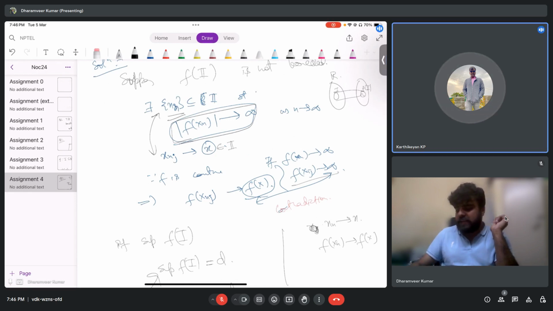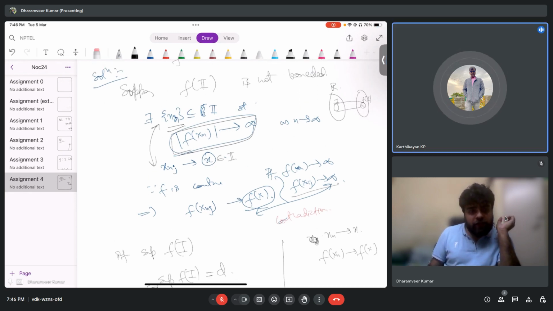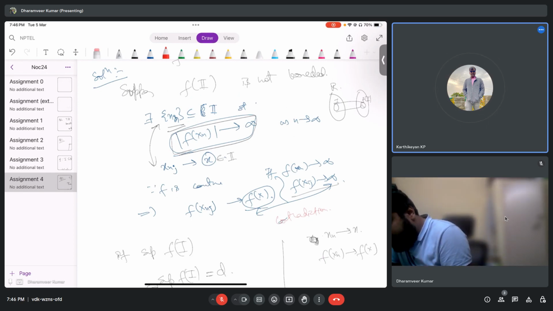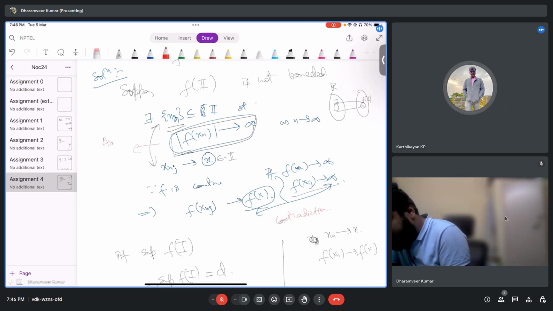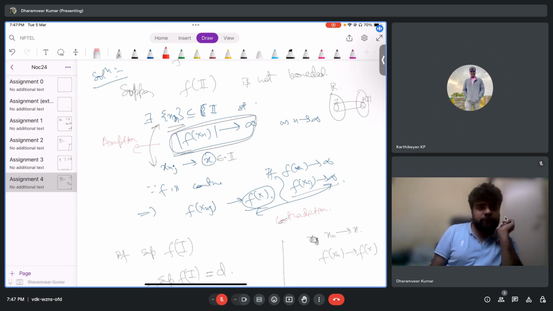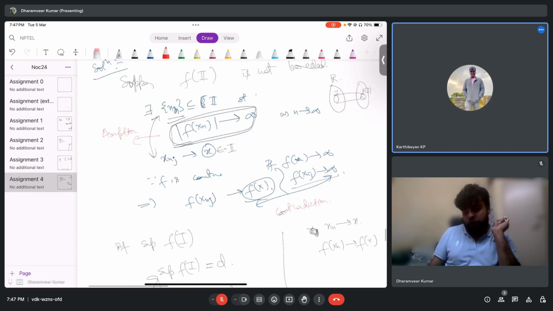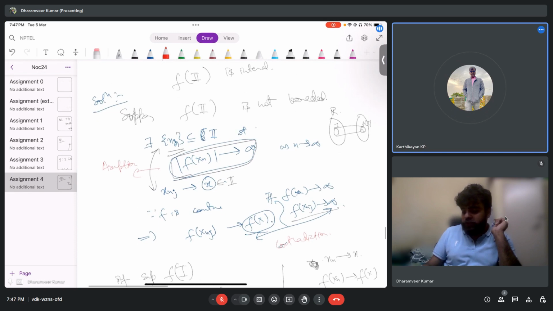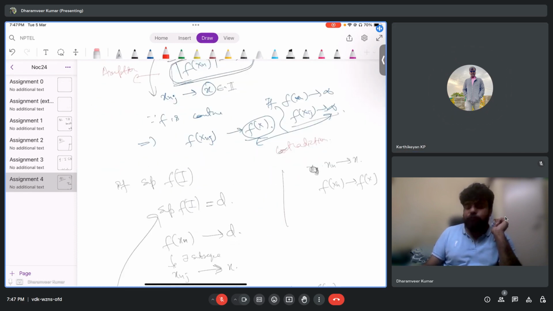So hence this cannot be true. f of I is bounded. So this was the assumption and we reached a contradiction. So hence this cannot be true. First we showed that it is bounded. Now once it's bounded, we can take an infimum or a supremum. Anything that is bounded is a bounded set. In the real numbers, we can take an infimum and a supremum.